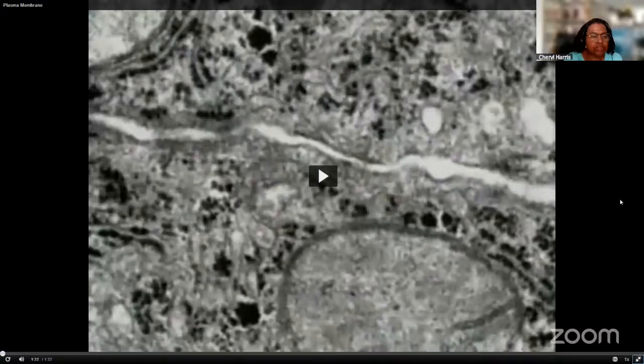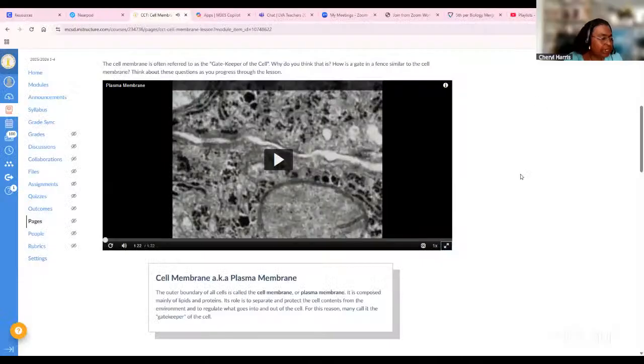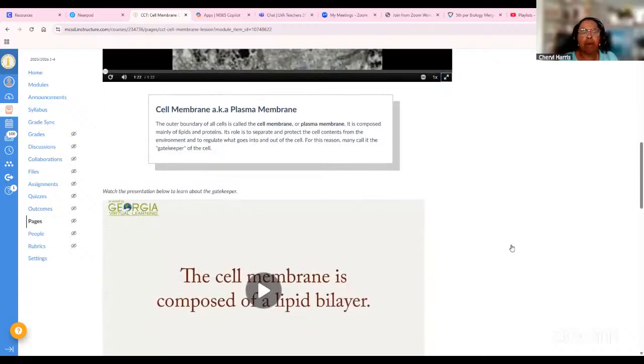Okay, so selectively permeable means, like they said, a gatekeeper, like the security guard. You have to have the right structure and the right information in order for some of these little gatekeepers to let you pass through the cell membrane. Other than that, it's going to keep everything out that it does not need. All right, so again, it is the outer boundary. Sometimes it's called the plasma membrane because the gel inside is cytoplasm or cellular plasma. So it can be called the plasma membrane.